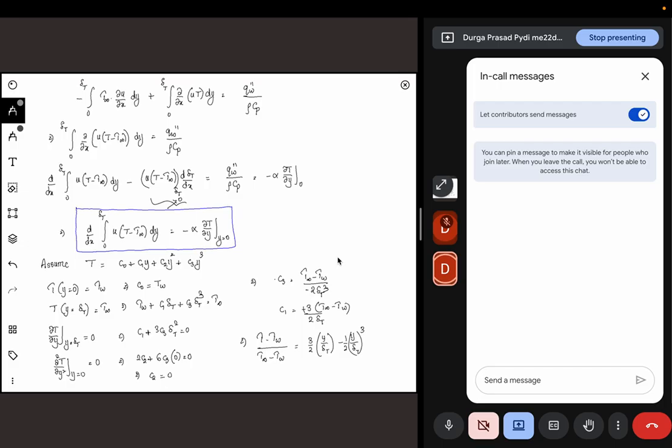A little bit of algebra will leave you with this particular result, which is again very similar to the profile for u by u infinity. At y equal to 0, it will be 0 because T minus Tw is 0, and at y equal to delta t, this will be T infinity and this will be equal to 1, which you can obtain by substituting that value here, y equal to delta t.